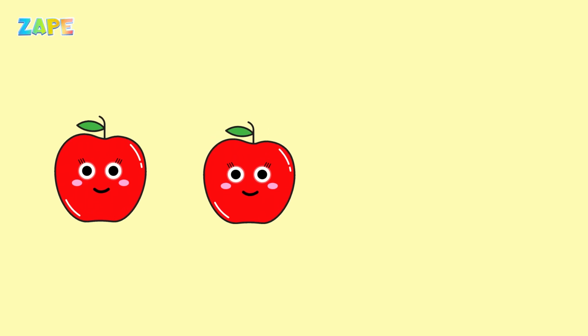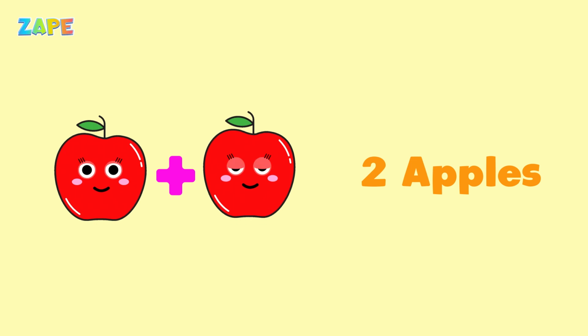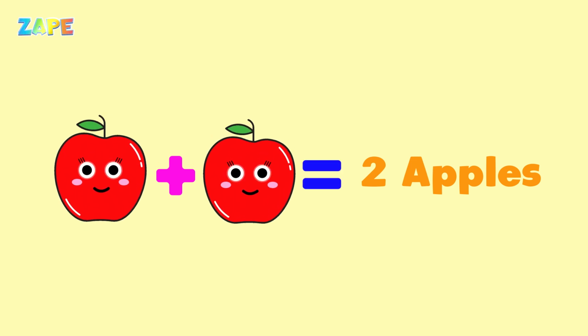Imagine you have one apple, and your friend gives you one more. Now you have 2 apples. When we add, we use the plus sign. We also use the equal sign to show the answer.